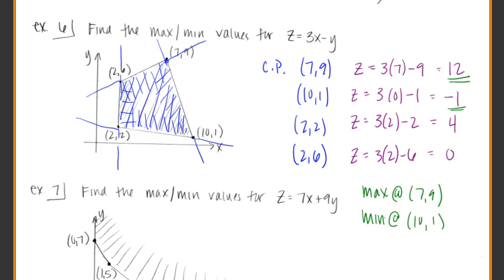And let's say this was a word problem. Then what we would have said is, let's say, X was the number of t-shirts sold, and Y was the number of hats sold. Well, then to maximize your profits, you want to sell 7 t-shirts and 9 hats. To minimize your profit, then you would sell 10 hats and 1 shirt or something. You know, that's what we're looking at when we're interpreting this problem. So let's go to the next one.